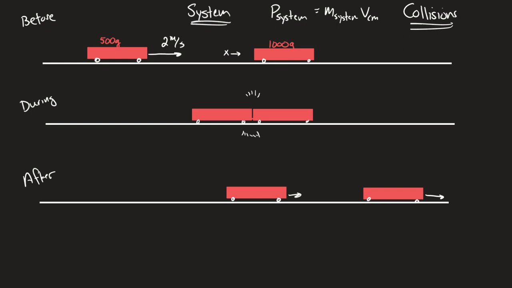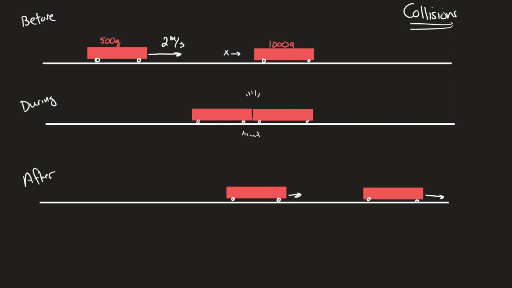We use these rules to describe the motion of, say, galaxies and solar systems within galaxies, and the way galaxies influence other galaxies. These are all systems. Now, I want to focus on the during part of a collision.